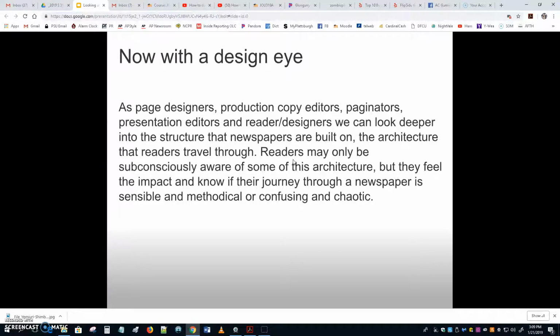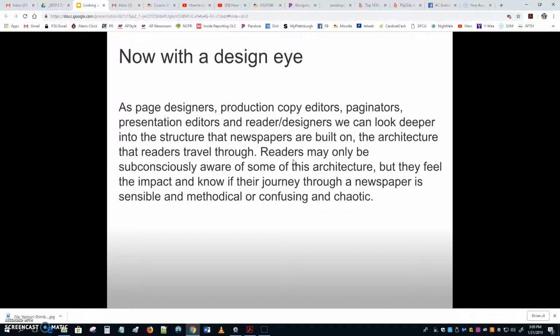The captions have to be checked. Everything has to come together properly, and all has to fit also. So readers may only be subconsciously aware of some of this architecture that we establish, when everything comes together for a designer, but hopefully they do feel its impact. Hopefully it's a good impact.